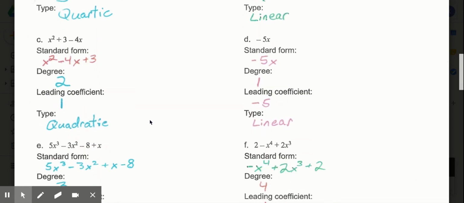Rewriting C in standard form, we end up with x squared minus 4x plus 3. Our degree is 2. Our leading coefficient, we want to know what's in front of the x squared. So if we don't write anything, it's 1, because it's 1x squared. And our type would be quadratic. For D, we have a negative 5x, so we just have our monomial. Rewriting that in standard form, still negative 5x. Degree of 1, leading coefficient of the negative 5, and our type is linear.